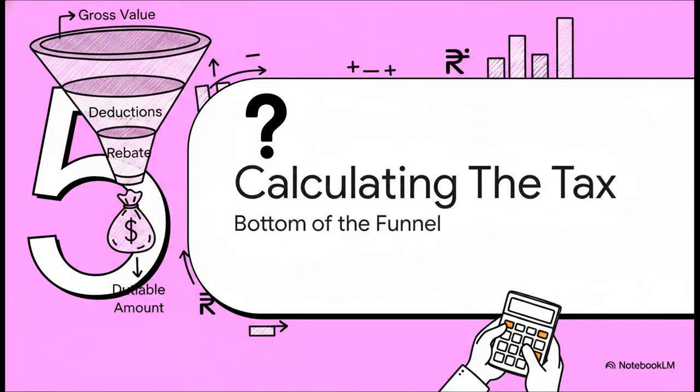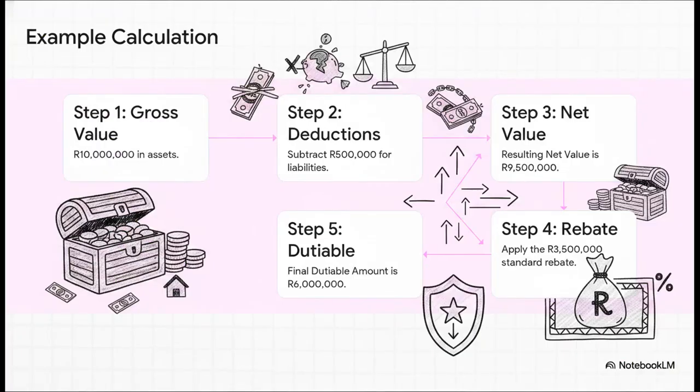All right, we've made it. We've gone through all the filters. We started with that big gross value, we subtracted the deductions, we applied the rebates, and now we are at the very bottom of the funnel. We have our final dutiable amount. So let's put some real numbers on this to see exactly how it works. Let's walk through this together.